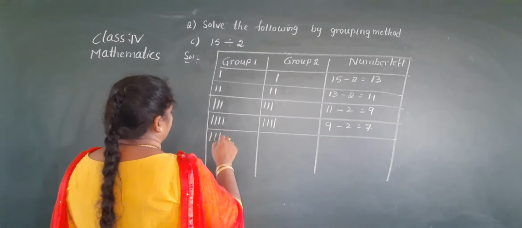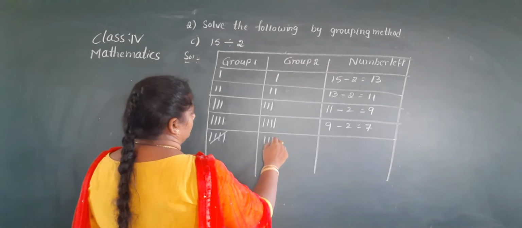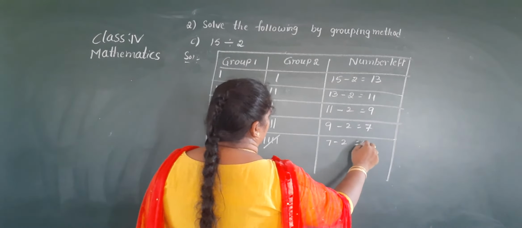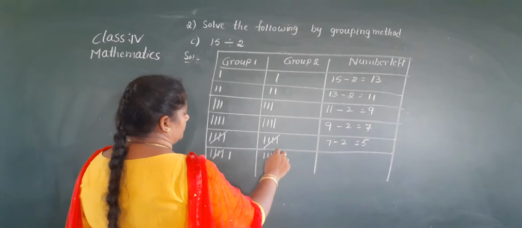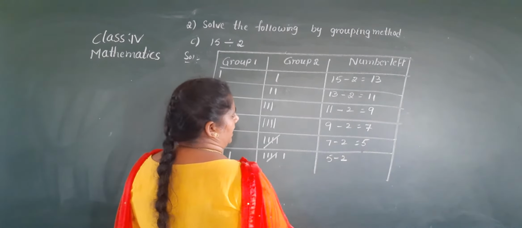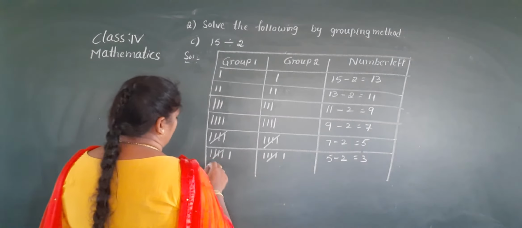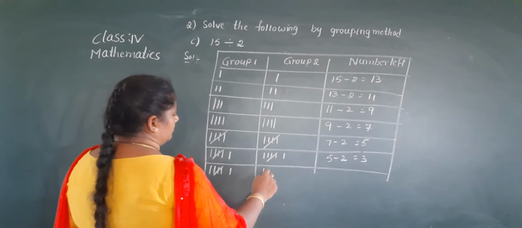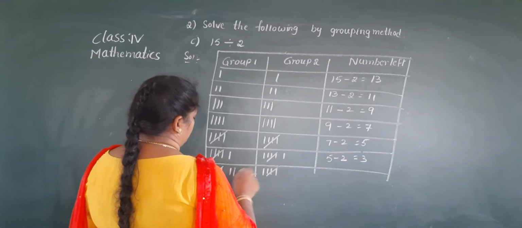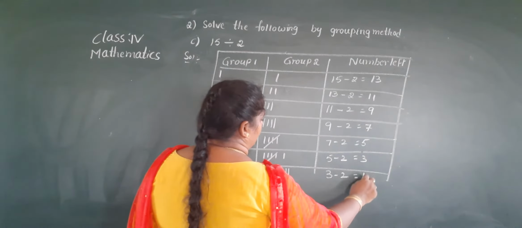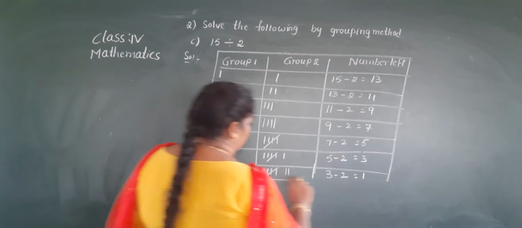Next, 5. So 7 minus 2 is 5. Next, 6. So here left 5, again 2 distributed, remaining is 3. Number left is 3. Again distributed. So 3 is there, 2 distributed, remaining is 1. Okay, finish.